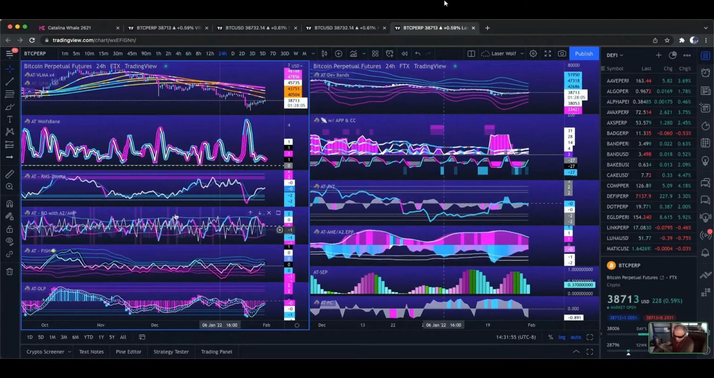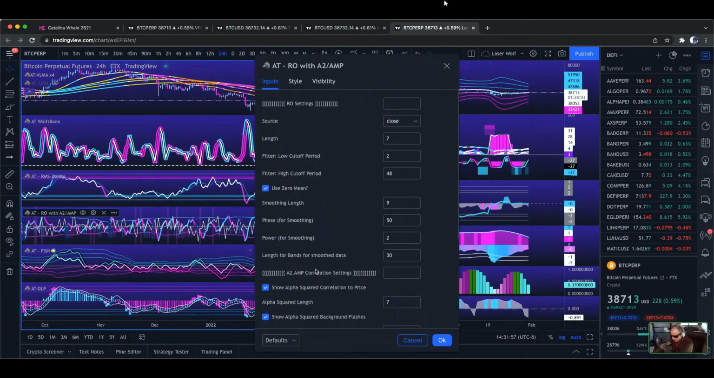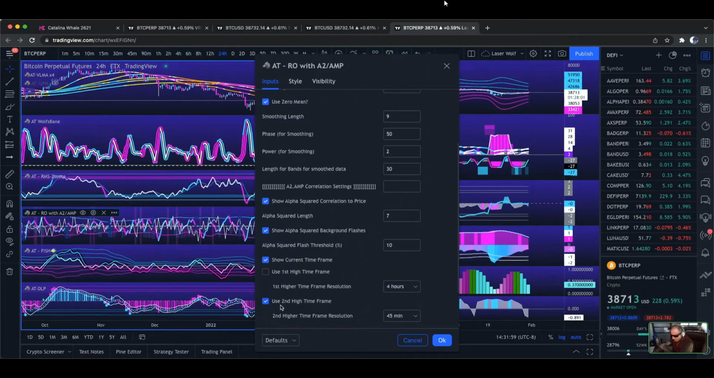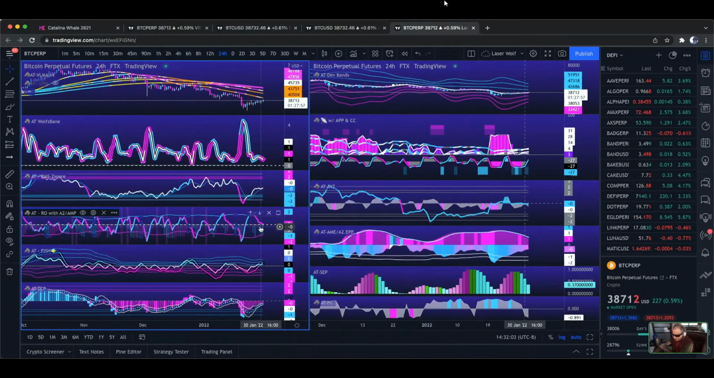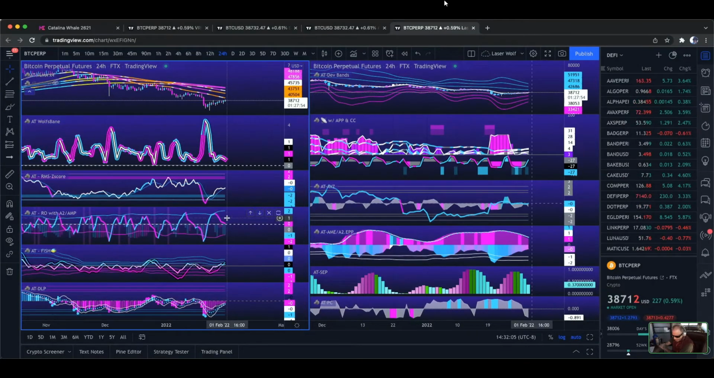Let me turn off my 45-minute higher time frame. Oops, so we get a better little looky here. Talked about this yesterday. Is Bitcoin, is the returns oscillator going to bounce off the zero mean right here? We're going to see that. It would be nice. And why do I think it's going to do that?